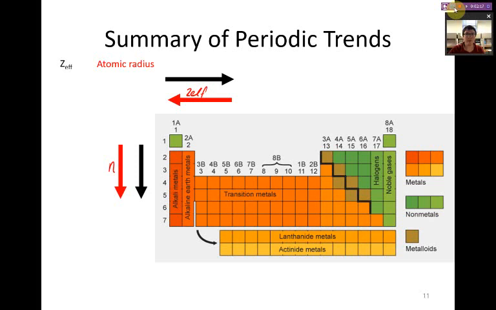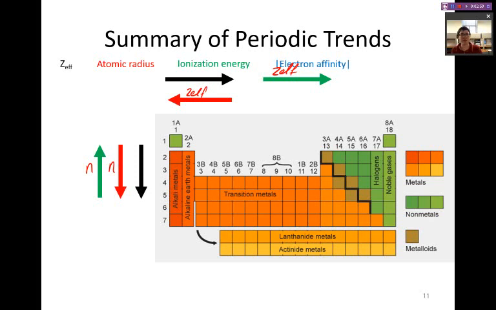The next trend is looking at ionization energy. Ionization energies increase from left to right and from bottom to top. The reason for the increase from left to right is because we are increasing the effective nuclear charge, and so therefore those electrons are held more tightly to the nucleus. The reason why we have low ionization energies on the bottom is because those electrons are farther away from the nucleus. There's a large n value, and therefore they're farther away, and they're easier to pull off. There's a lower attraction to them.